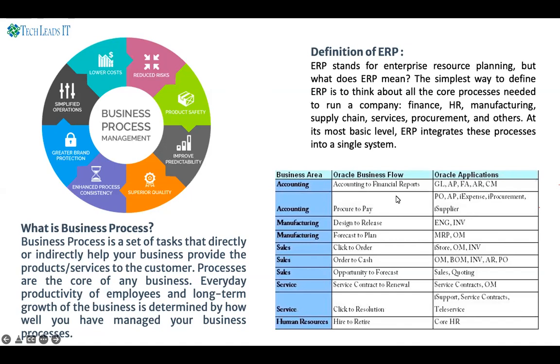When we are talking about business flow, we say business area accounting. We have Oracle applications like GL, general ledger, accounts payable, fixed assets, accounts receivable, and cash management. In a similar way, we have procure to pay, where we are talking about purchase order, accounts payable, and so on. Mostly our core area will be accounting to financial reports. Apart from that, we will also cover the integrations related to procure to pay and order to cash as well.